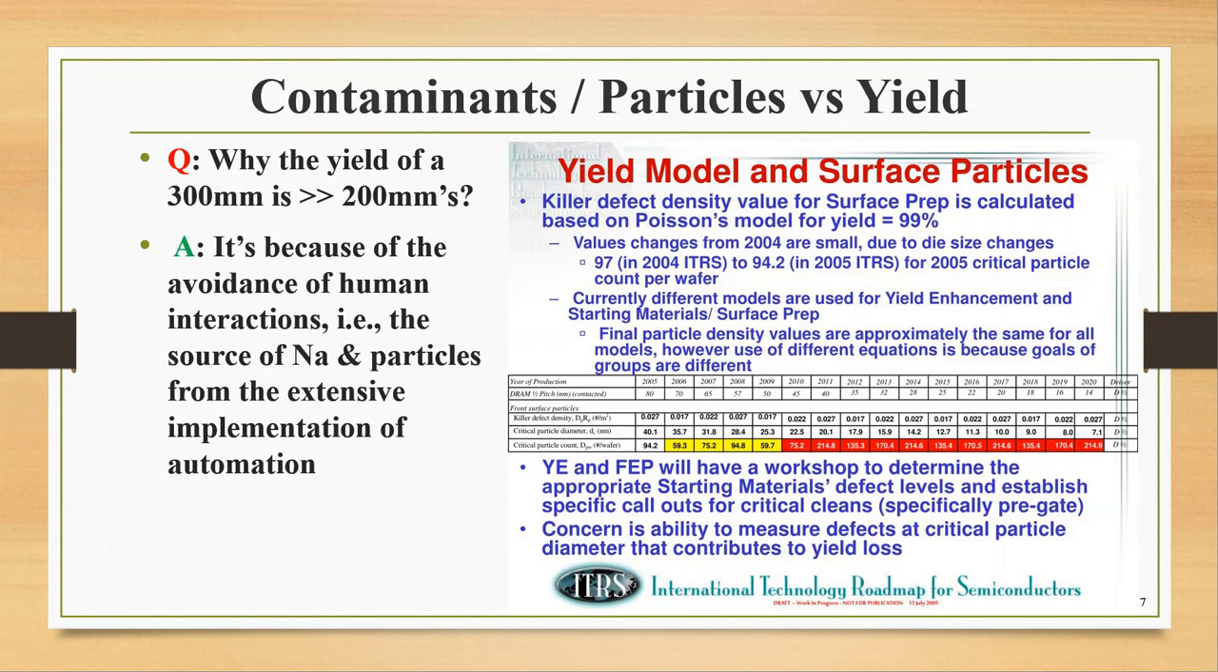So I have a question for you. People find that the yield of 300 millimeter is always larger than 200 millimeter. Why is that? They found out that in the 200 millimeter silicon CMOS world, the foundry is still using humans to transport the wafers from one station to the other.